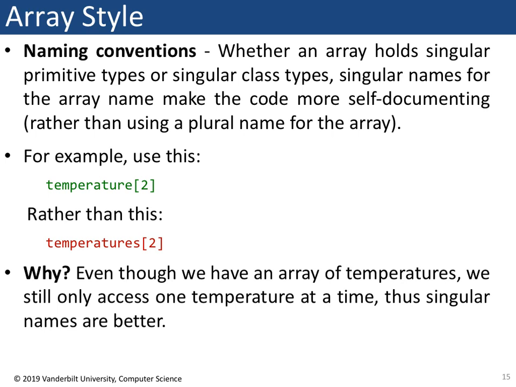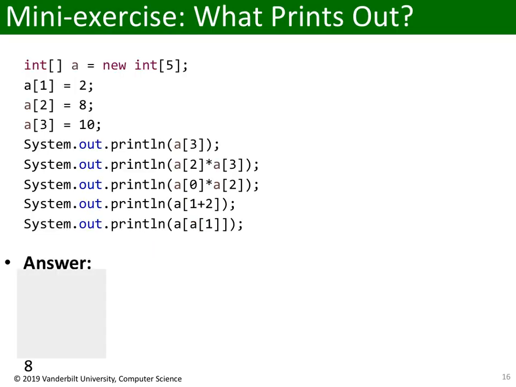So here's a mini exercise to verify your understanding thus far. Pause the video, take a moment, and figure out what the printout will be from this code. So first, we are declaring an integer array called A and assigning it a new integer array object of length 5.